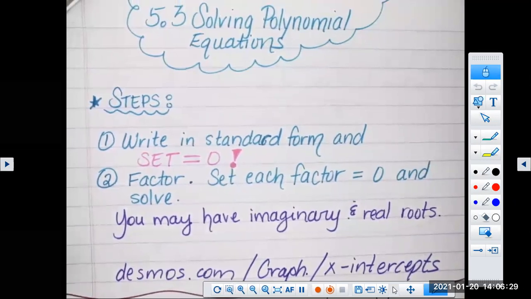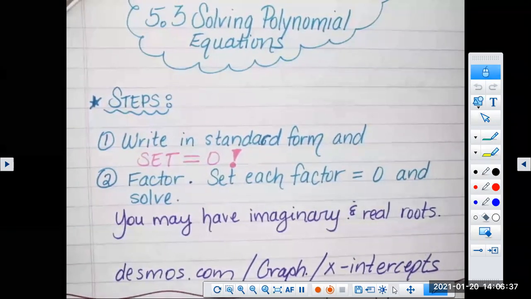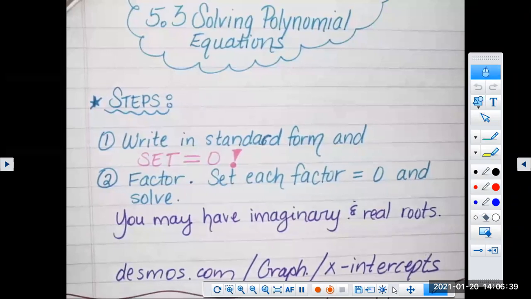Okay, in 5.1, we classified polynomials. In 5.2, we graphed them. Graphing them in a way is solving them, but of course by graphing. In 5.3, we look at how to solve polynomial equations by factoring and using algebra.